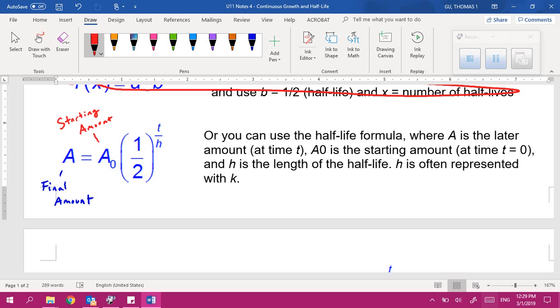Now here's the confusing part that you got to make sure of. t is the time that has elapsed, or the time that has passed, okay? And h is the half-life. So those are different. They're both time values, but you got to make sure you know which one goes in which spot. Okay? So let's take a look at how we would use this formula to solve some problems.